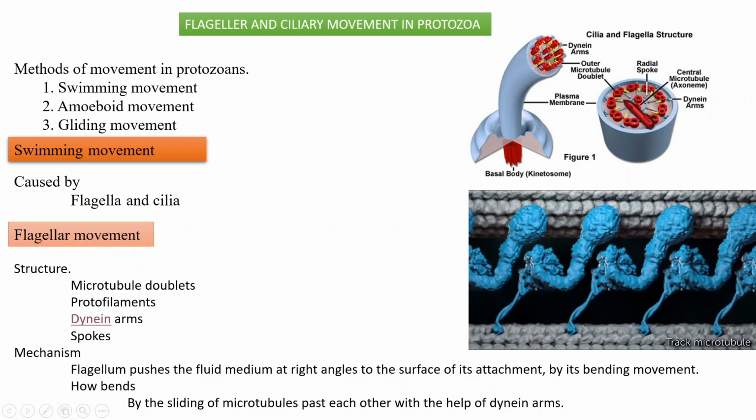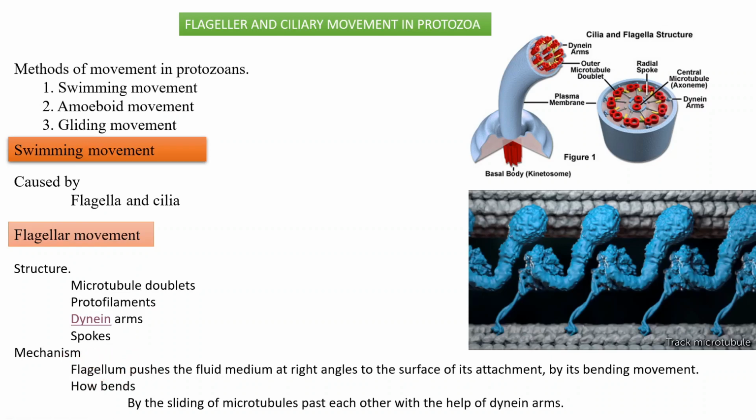One more thing: spokes, like the axial rays that we can see in a bicycle's wheel. Similar to that, here also we can see spokes. What is the purpose of the spokes? To keep the duplexes in position. So this is about the arrangement, or internal structure, of flagella. I hope that it is clear to you. Next we are going to see the mechanism of the flagellar movement, how it moves.